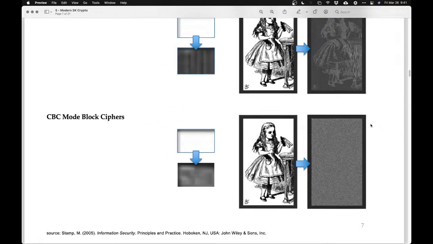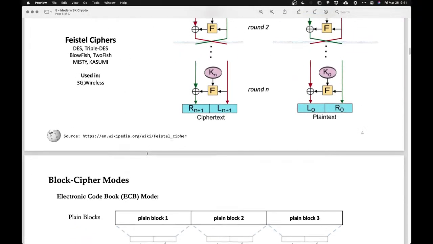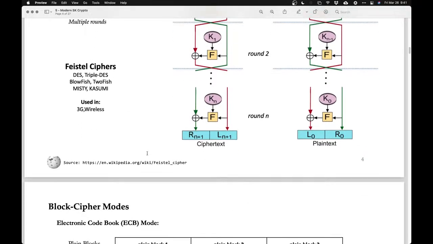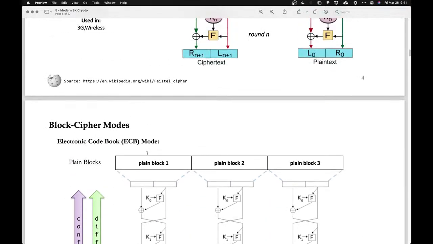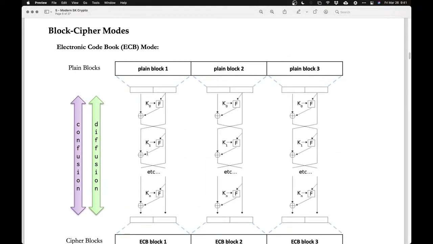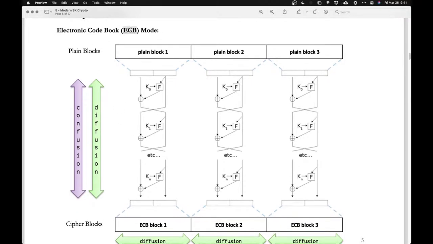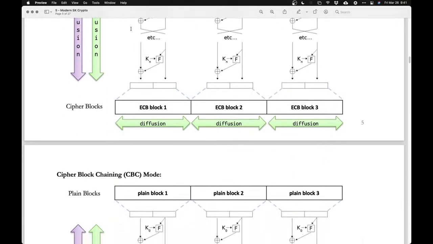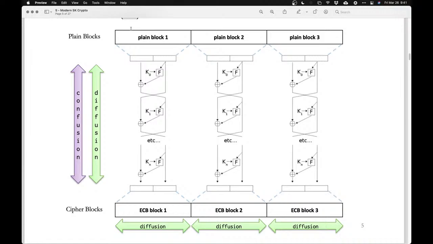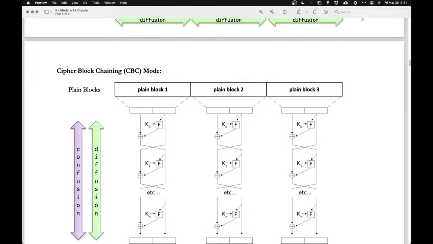So these are two modes of how we use block ciphers. All right, so I've shown you ECB mode and CBC mode. In the beginning, when we first invented block ciphers, people largely maybe used ECB until people found out very quickly this is a problem. So remember, never use ECB mode. You should always use at least cipher block chaining, CBC mode.